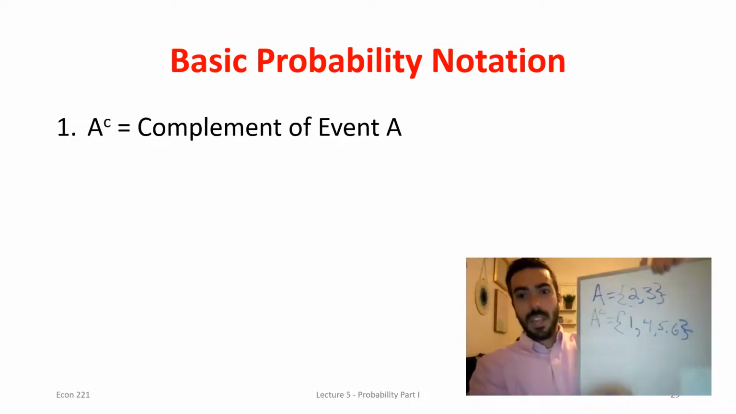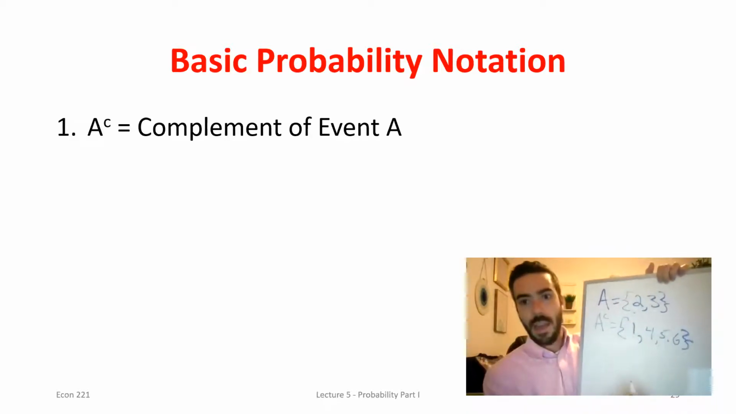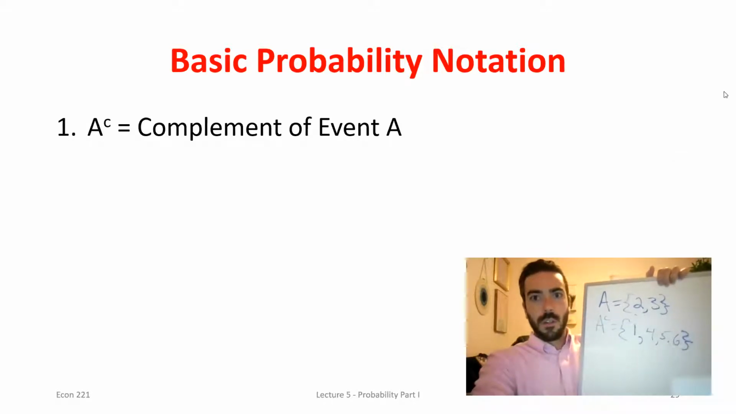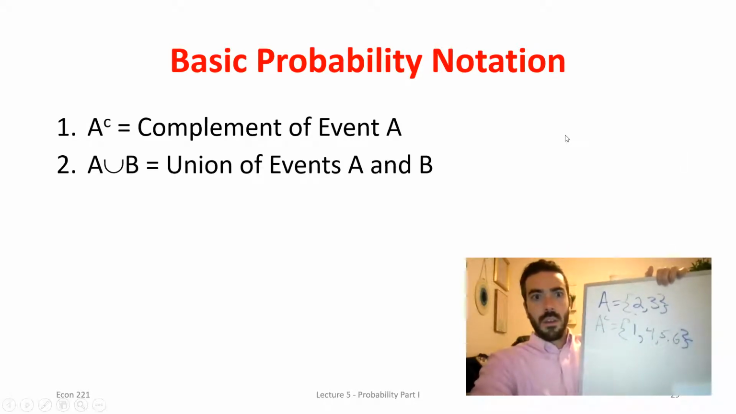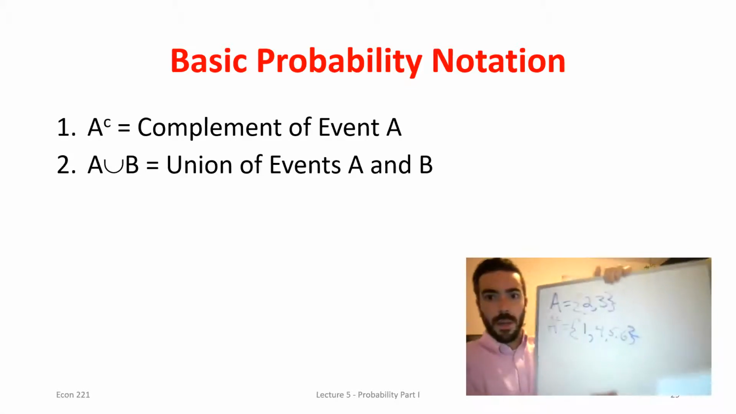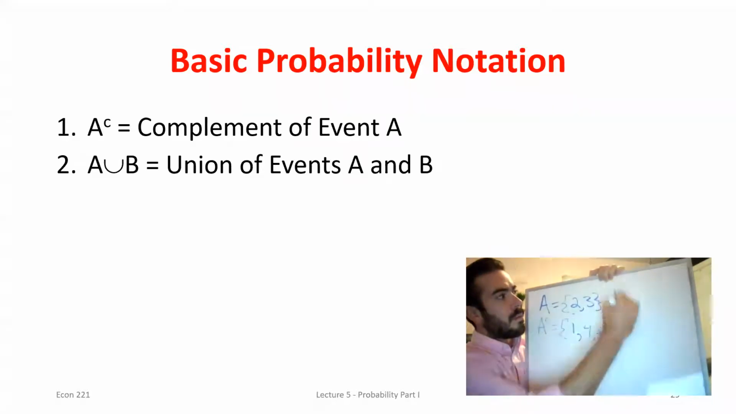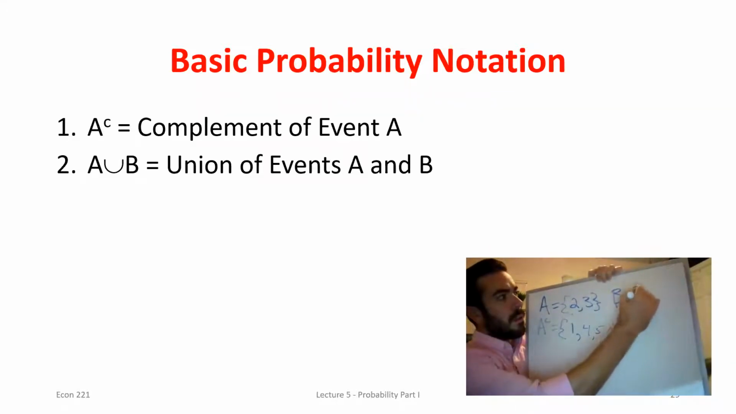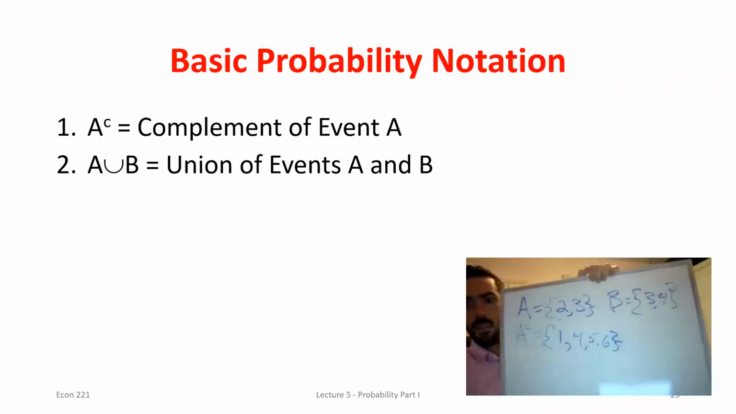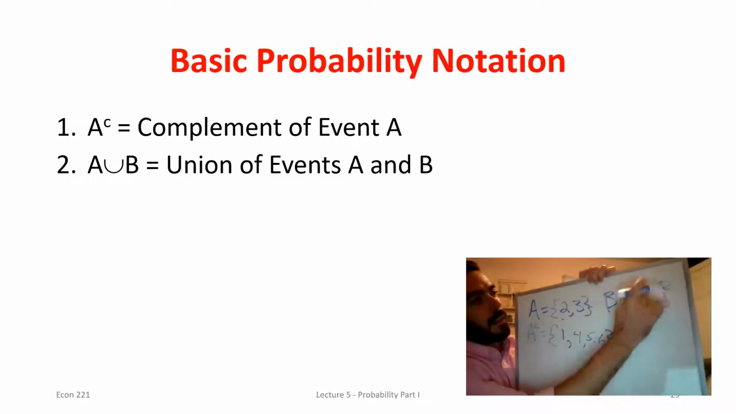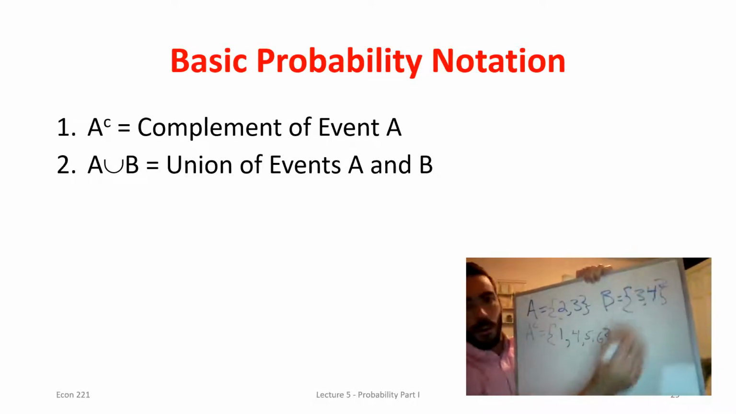So, there's a complement. It's just every outcome not in A, okay? The next thing we have in terms of the notation that we're going to be using is A union B, okay? So I'm going to turn this here just a little bit. So let's say I also have event B here, and I define that as seeing either a 3 or a 4. A 3 or a 4.